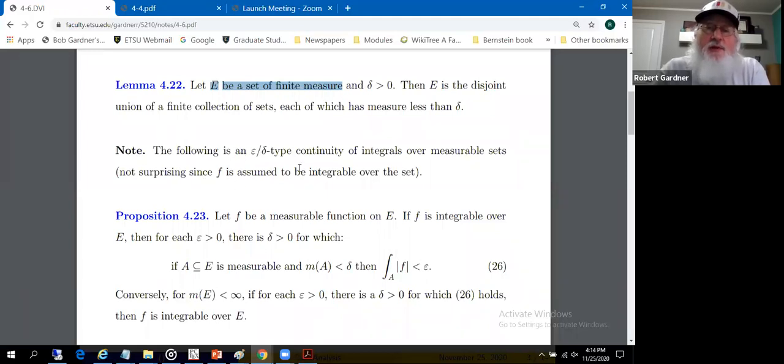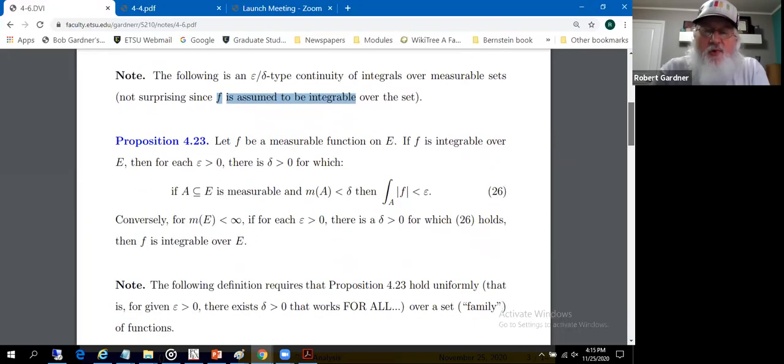The next result is kind of an epsilon-delta type of continuity of integrals over measurable sets. It deals with some sort of finiteness, not a surprise at this stage. It deals with an integrable function. And basically it says if I've got an integrable function, then when I integrate over small sets, we get small integrals. Or in a professional epsilon-delta way, specifically it says the following.